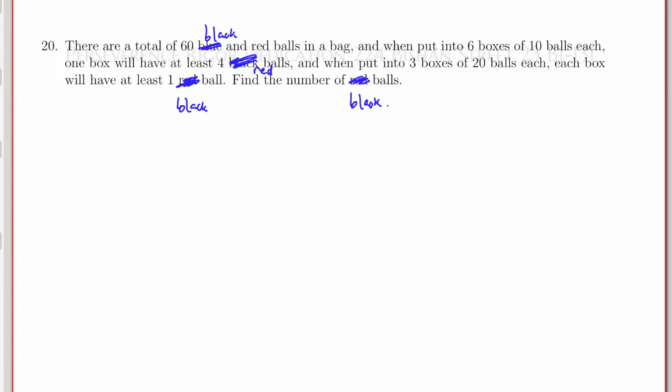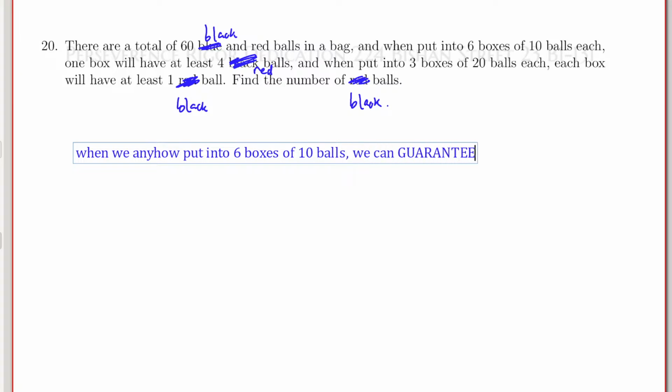So in this question, there's a hidden meaning that is not immediately apparent from the English choice of words that we use. Let me type it out, then you can understand. When we anyhow put into 6 boxes of 10 balls, we can guarantee, and this is a very important condition, one box with at least 4 red. So it means that no matter how I put the balls into 6 boxes of 10 balls, I can guarantee at least one box with at least 4 red.